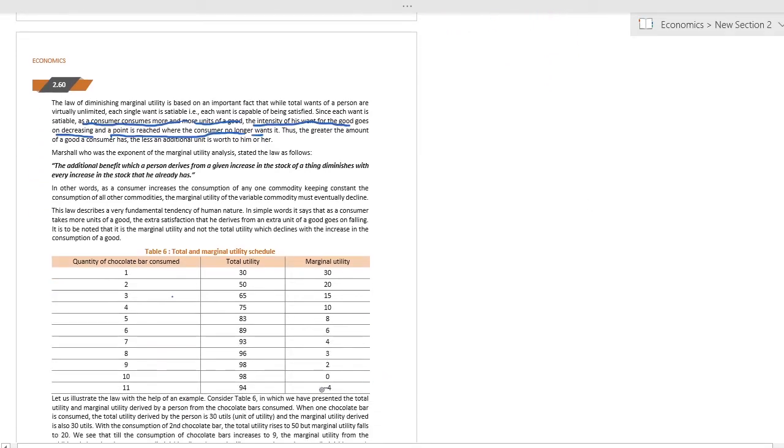So this is the point where you no longer want it, and after that it became negative also. So zero and minus, that is what they are saying. Thus, the greater the amount of the good a consumer has, the less the additional unit is worth to him. So the additional benefit which a person derives from a given increase in the stock of a thing diminishes with every increase in the stock that he already has. That we have discussed.